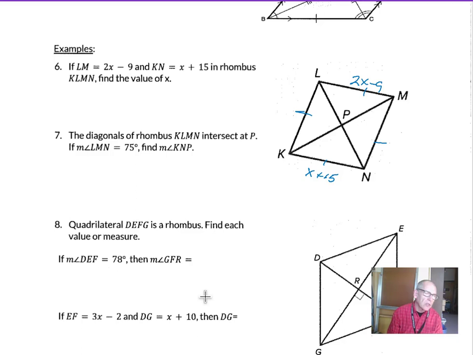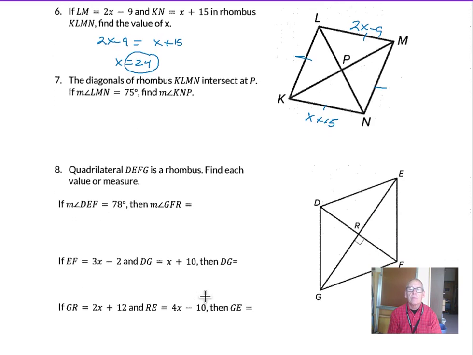So actually we can set these two expressions equal to each other and then solve for x. So we have 2x minus 9 equals x plus 15. So if we add 9 to both sides and take away x, we get x equals 24. And they just want us to find the value of x. So x is 24. So look at number 7.